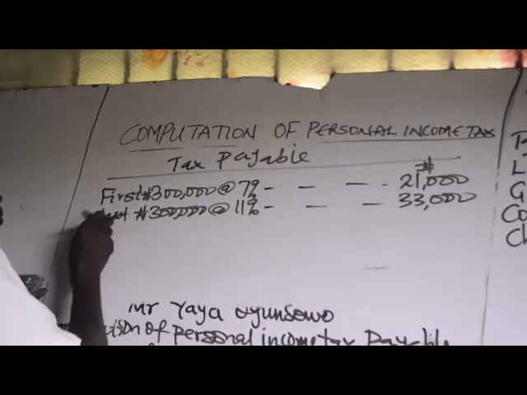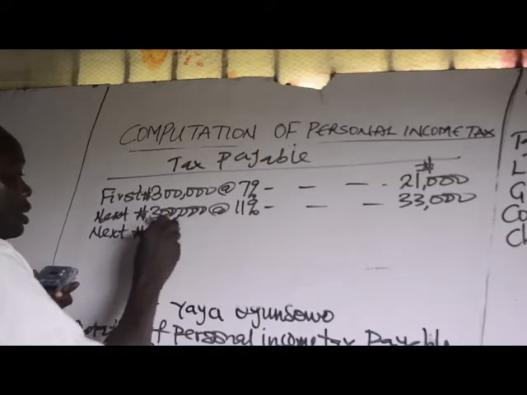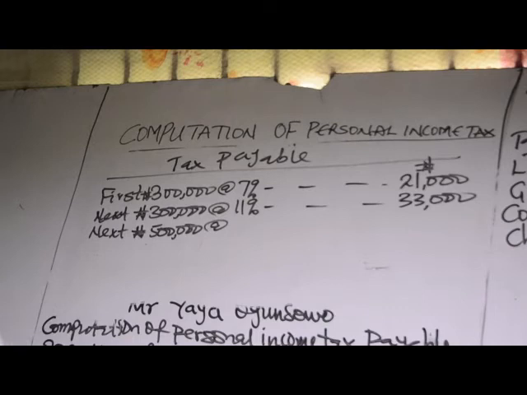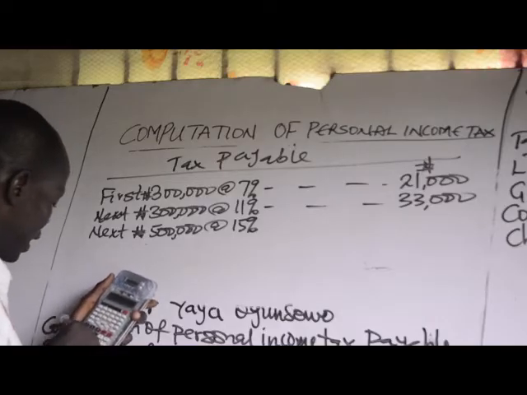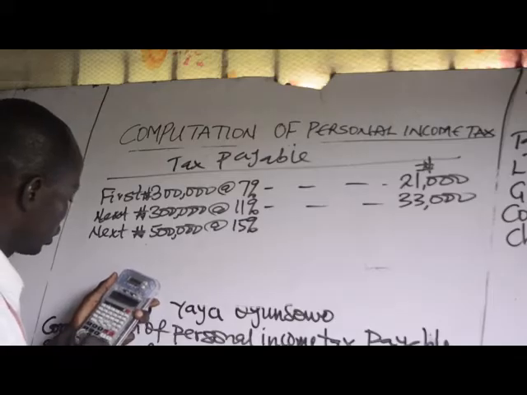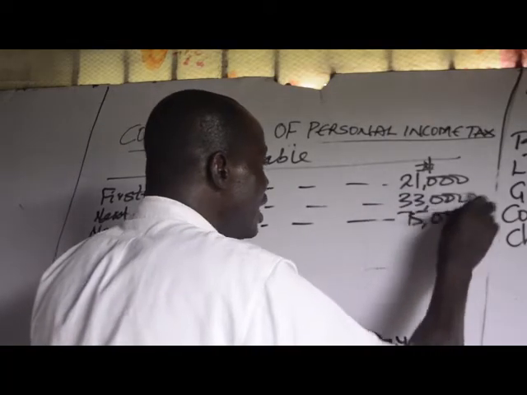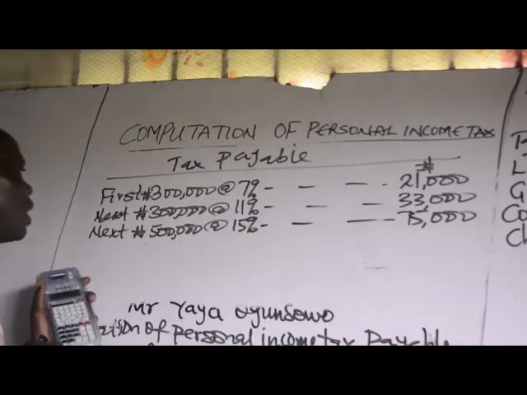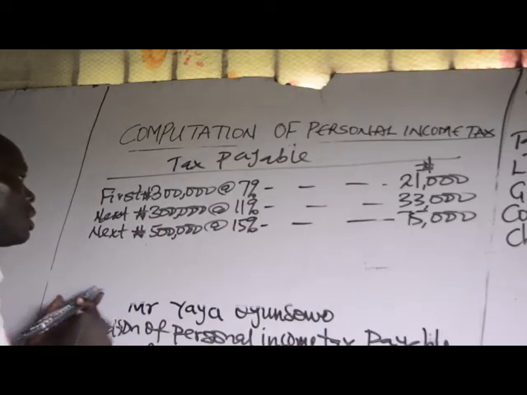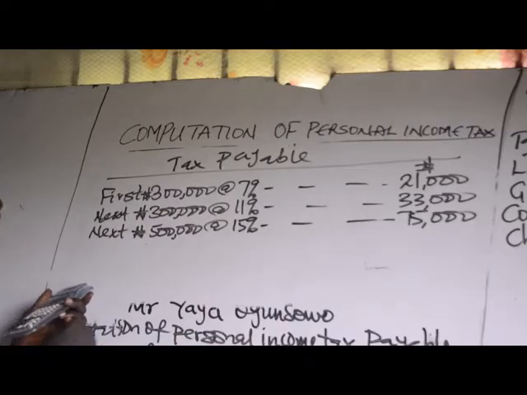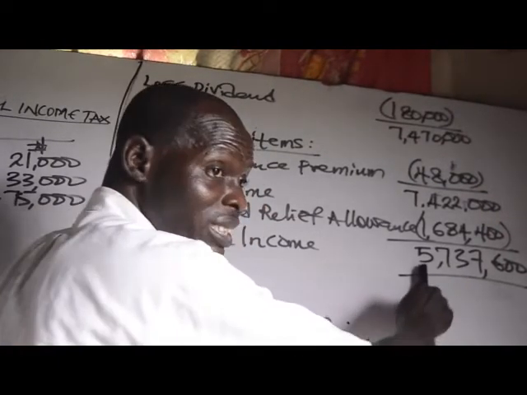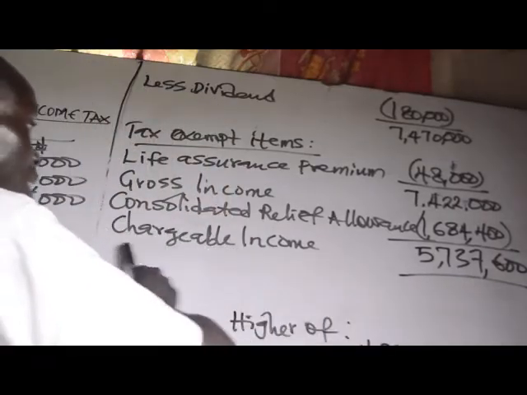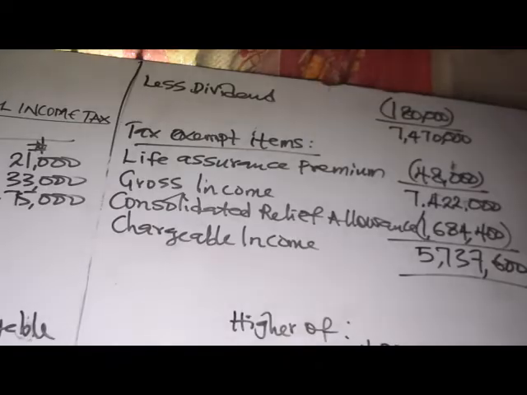Then we also have the next 500,000 at 15%. 15% of 500,000 gives us 75,000. The income we have considered so far, if you sum it up, 300,000 plus 300,000 is 600,000. 600,000 plus 500,000 amounted to 1.1 million. And our chargeable income is 5,737,600. That means we've not reached this. This is your target.